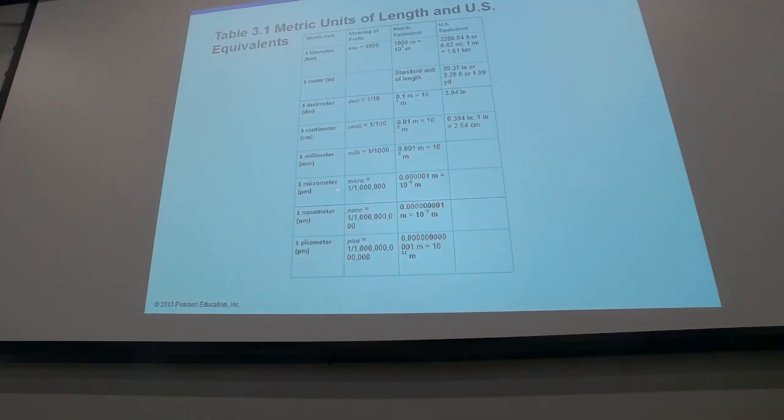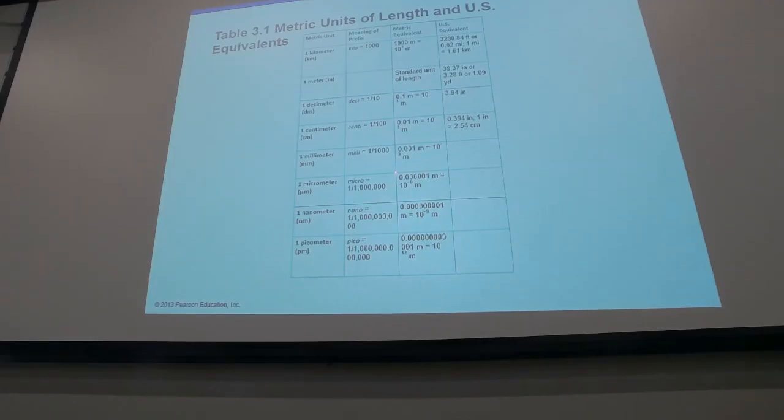Now, for micrometers, they are abbreviated with the Greek letter mu and then an m. The prefix for micrometers is micro, which means 1 millionth, which is 1 over 1 million. So it's 1 millionth of a meter. We have 1 million micrometers in 1 meter. And the way you write it in scientific notation is 10 to the minus 6 meters.